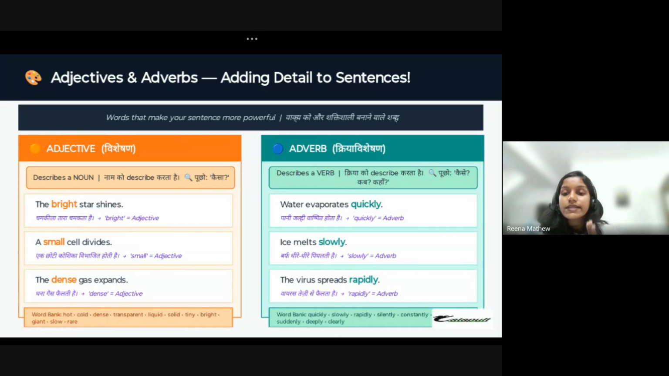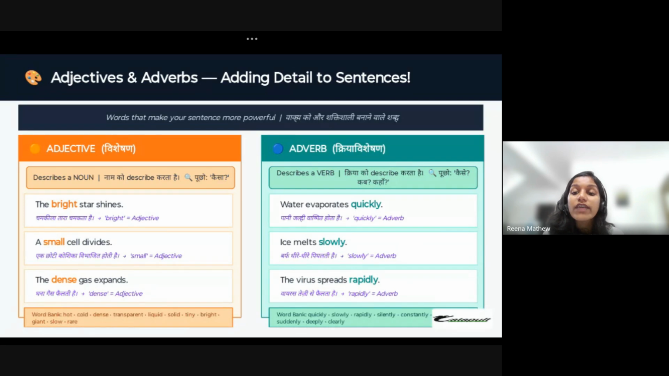Now, adverb is in the name itself, you see, it is adding something to the verb. It is a visheshan for kriya. It describes a verb. Kriya ko describe karta hai. So, use the example: Water evaporates quickly. What is the verb in this sentence? Now look at the sentence. Water evaporates quickly. Okay. Quickly is the adverb. Quickly, slowly, rapidly.